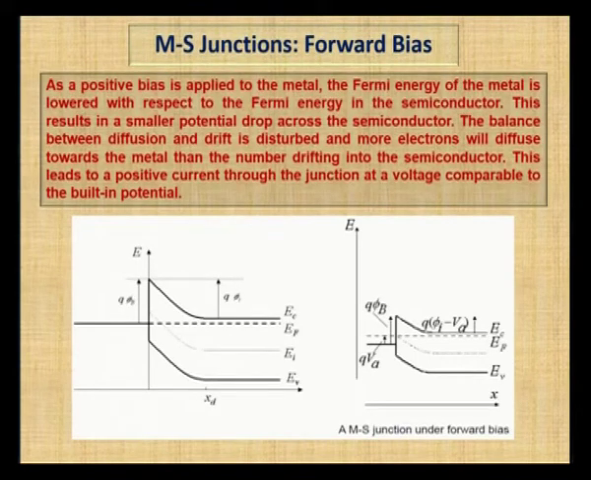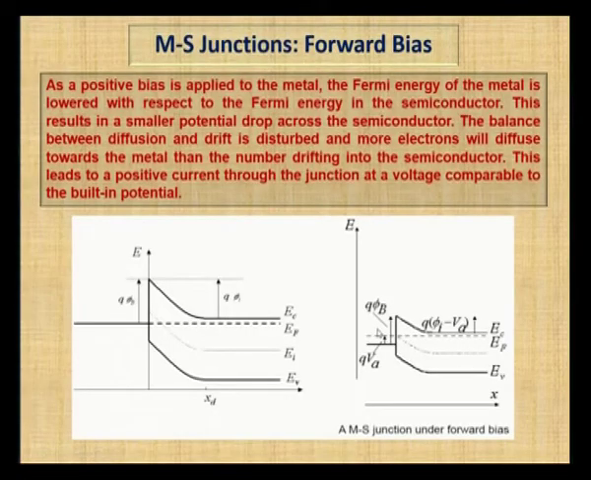Next, the MS junction in forward bias. What happens if the MS junction is in forward bias? This is what we get from the equilibrium. When we give a positive potential to the metal, it results in a smaller potential drop across the semiconductor due to the application of positive voltage.